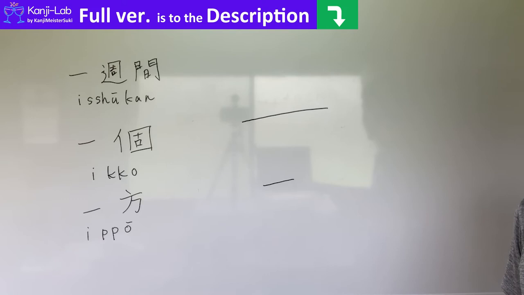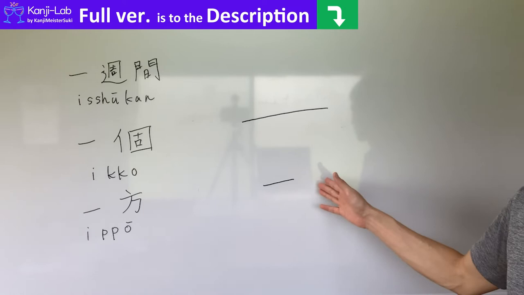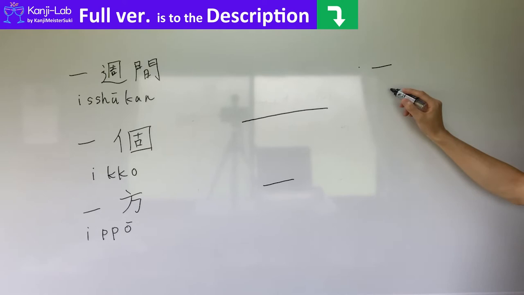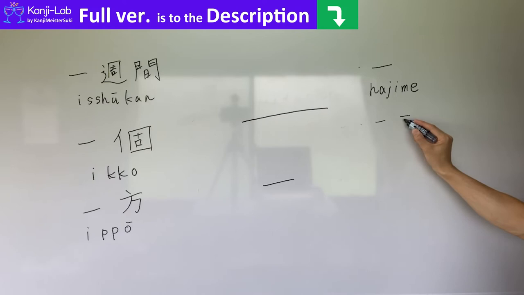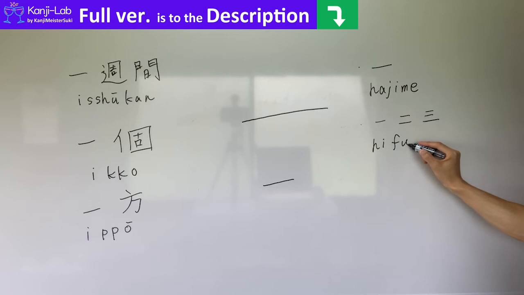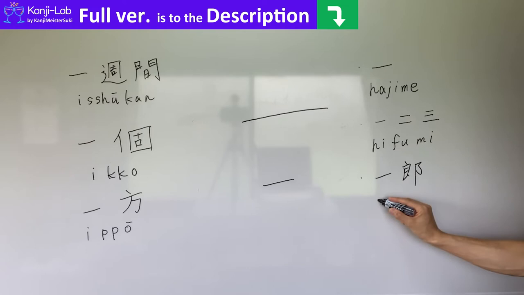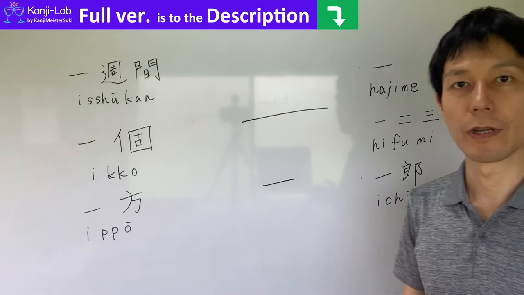Next are the most common personal names using the kanji ichi. There are many names that use this character. Hajime. Hifumi. And so on. Next, I will introduce Japanese celebrities who use the kanji ichi.